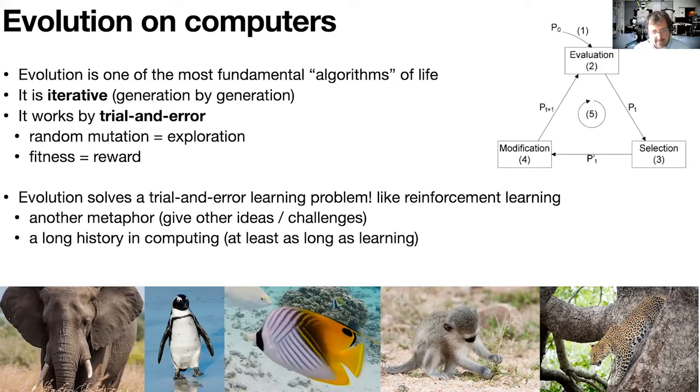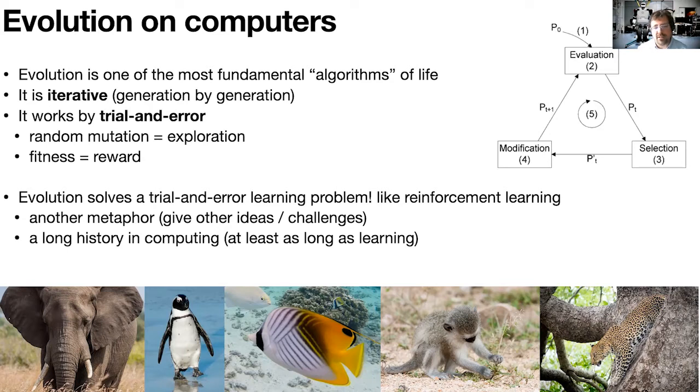First, evolution is like the most fascinating algorithm of life to me. We could say that species evolved by some kind of algorithm. We have iterations like generations. So in real life, there is some kind of iterative process that creates all the diversity of species that we have around us. It's also a trial and error process. So evolution tries things, it explores by mutation. I think you all know the basics of all this.